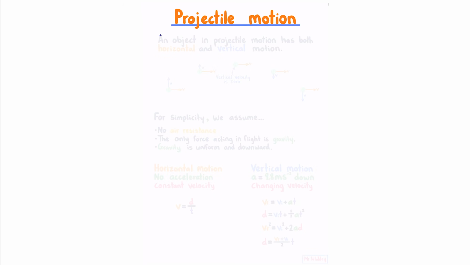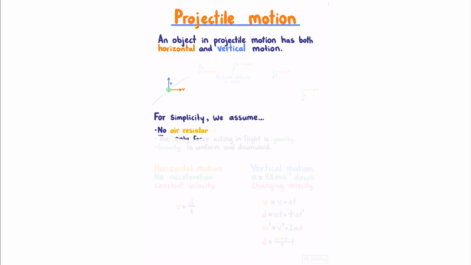Projectile motion. An object in projectile motion has both horizontal and vertical motion. For example, if we have a tennis ball here, with an initial vertical and horizontal velocity, for simplicity, we assume that there is no air resistance. The only force acting in flight is gravity, and that gravity is uniform and downward, meaning that gravity never changes and it always points down.